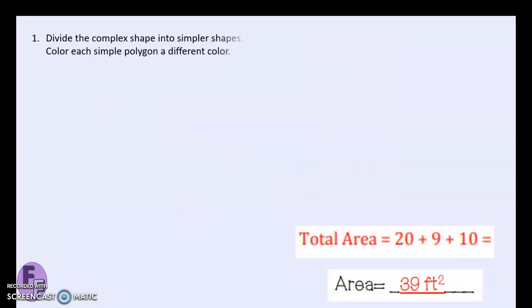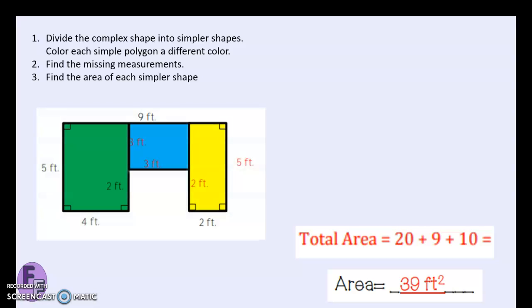Here's our last example. This one we have 3 rectangles. Again, to find the missing sides, I'm looking at the information we know and then finding the piece that would make it. So like for the blue, we need to find the length of the sides.